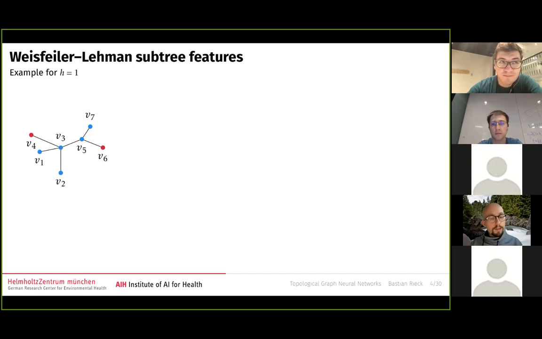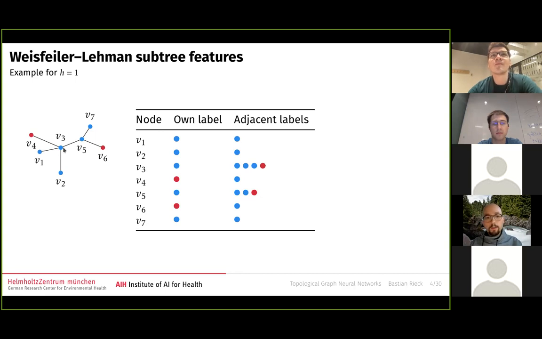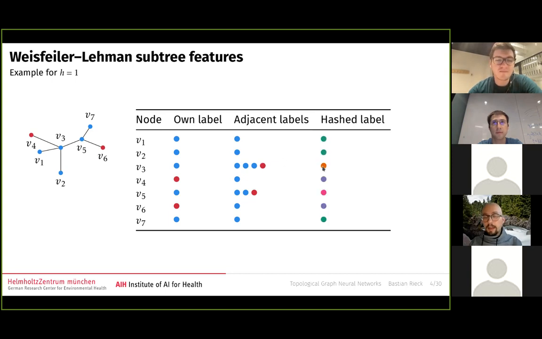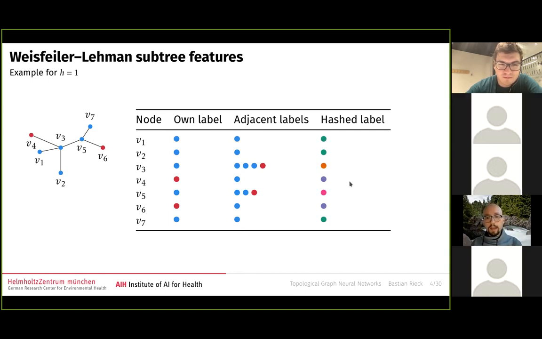But just for this very simple graph example here, if you take a look at V3, you will see that it has a certain neighborhood that is different from all the other neighborhoods. And when you rehash it, it will get a label that is reminiscent of this new neighborhood, whereas the other vertices such as V1 and V2 and V7 with the same label itself and the same neighborhood, they all get hashed to the same overall new label.